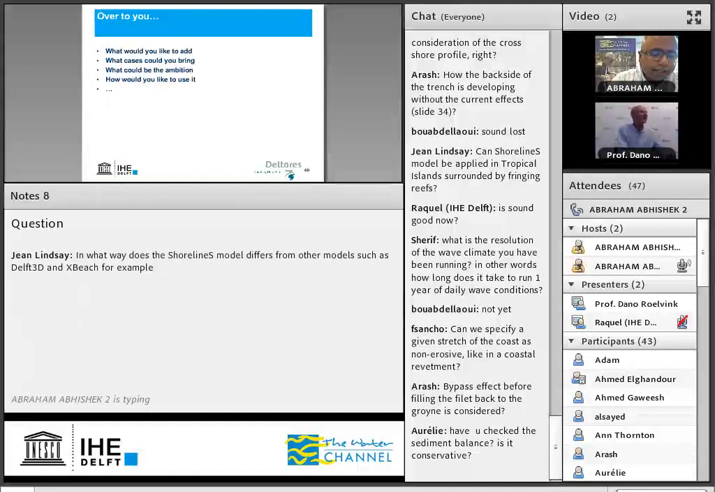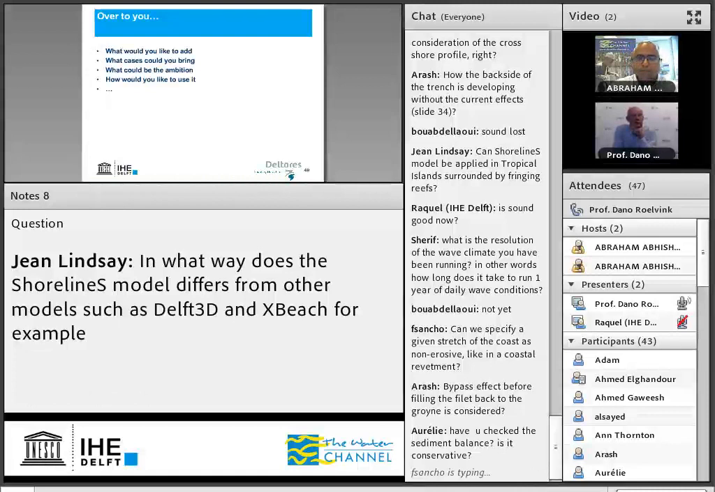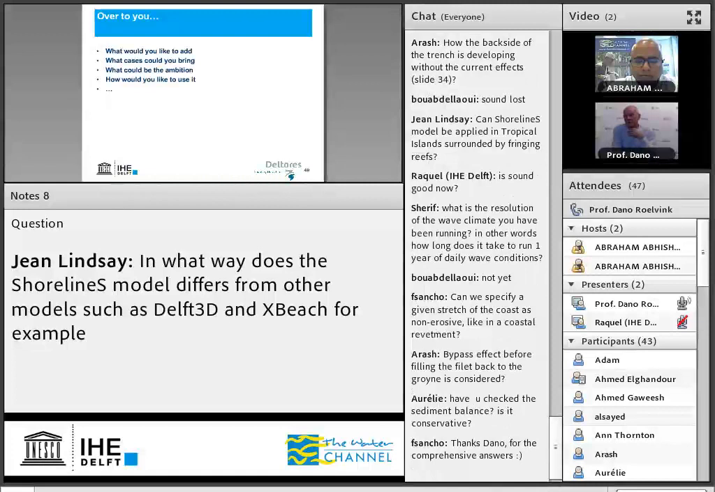Question from Jean Lindsay, who asks, in what way does the shoreline model differ from other models, such as Delft 3D and XBeach, for example? Delft 3D and XBeach are two or three dimensional models, so they actually resolve the whole two dimensional wave and current and sediment transport pattern, but they are enormously more computer intensive. Like this, the simulation of the Sand Motor over 5 years takes 15 minutes, and it would take like a month on a big cluster using Delft 3D and XBeach. So of course, they are much richer in processes, but not necessarily also better at predicting spit growth and so on.